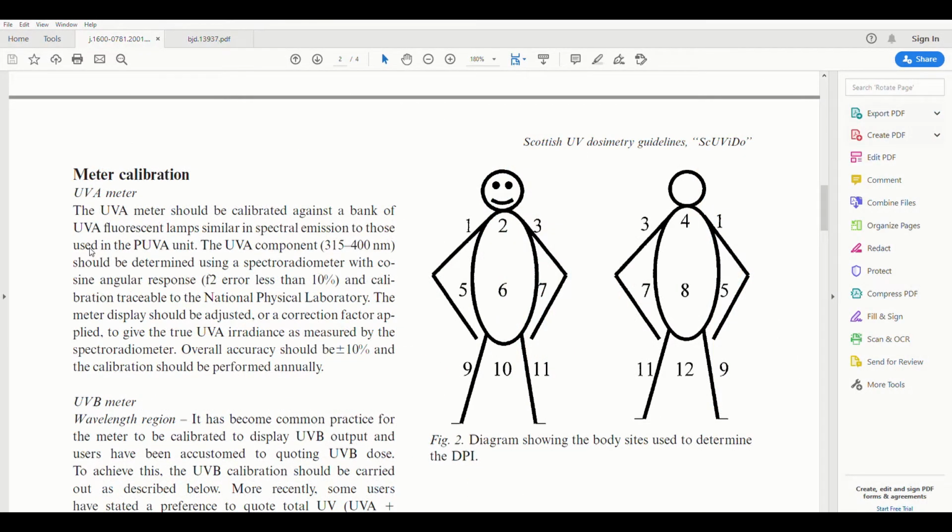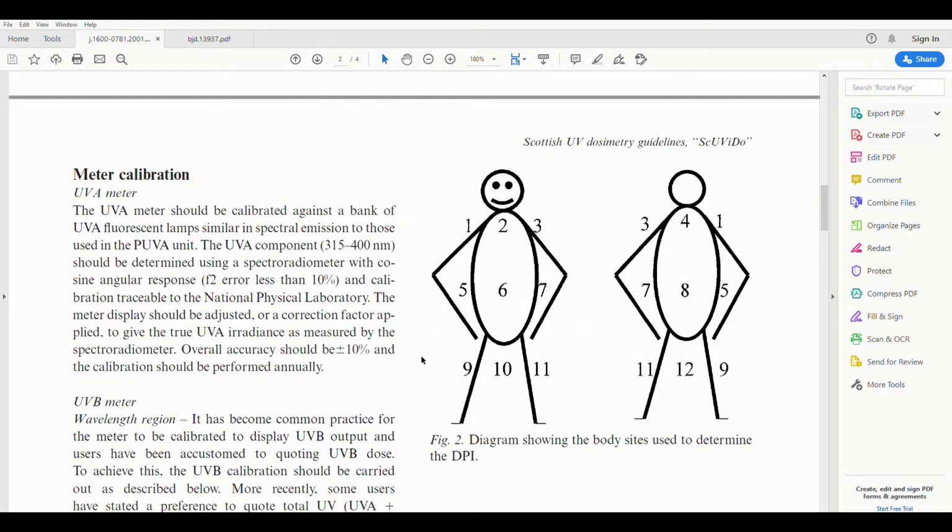Well, in Dundee we use the Scottish UV dosimetry guidelines technique, affectionately known as Scooby-Doo. With this technique, a direct measurement requires 12 measurements in one direction, then a rotation and another 12 measurements, so 24 measurements in total. The measurements are taken at chest, waist and knee height. They start with the right shoulder, centre of the chest, left shoulder and then back. The same at waist height, right, centre, left and back, and the same down at the knees as well.